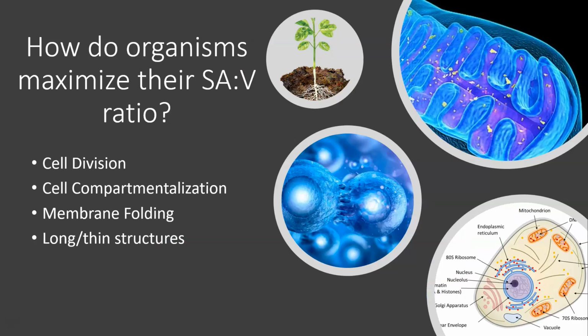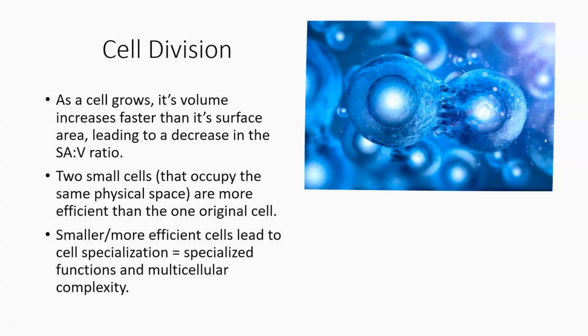So, how do organisms maximize their surface area to volume ratio? This is kind of where we're going to end the video. We're going to talk about these specific examples. All of these examples have one thing in common: structure dictates function, but also these are structures that are employed by an organism to maximize surface area to volume ratio. First one being cell division.